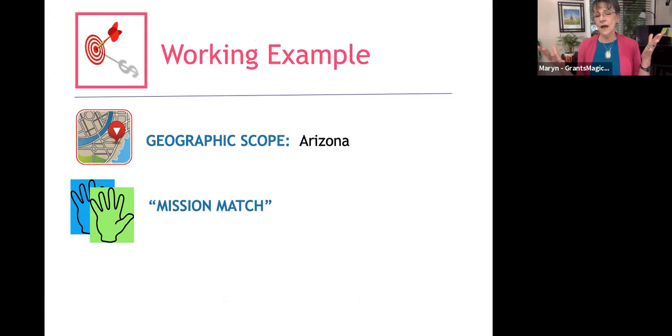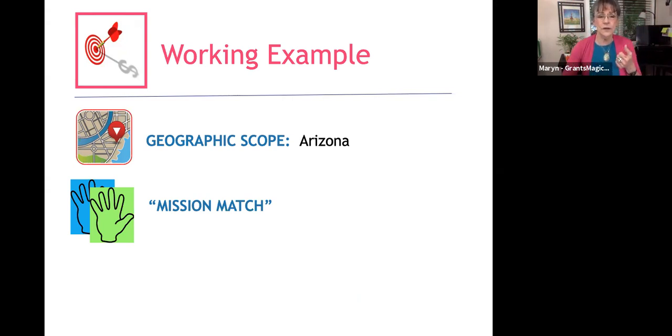Now with the Arizona Guide to Grants Online, you've got a gimme on that one because every single funder in that database has a strong recent history of making grants to Arizona. If you're doing your funder research in a national database like GrantStation or the Foundation Directory Online, you would need to specifically use Arizona as one of your search terms to make sure you're only focusing on those funders that will fund in Arizona. Okay, so the geographic scope is always first.